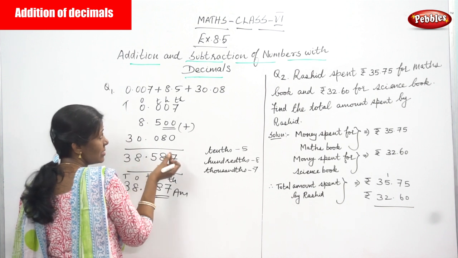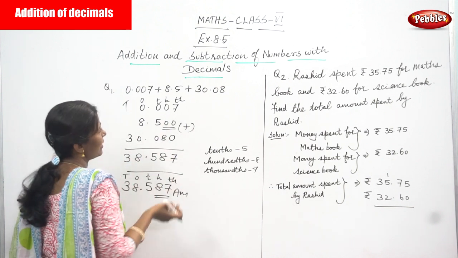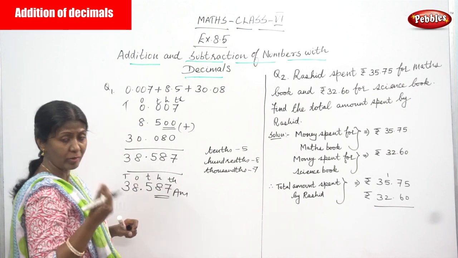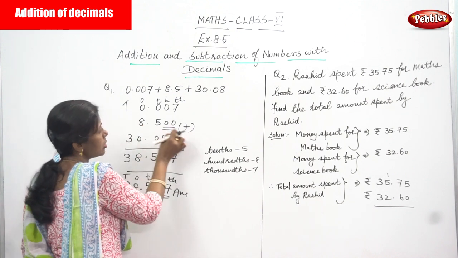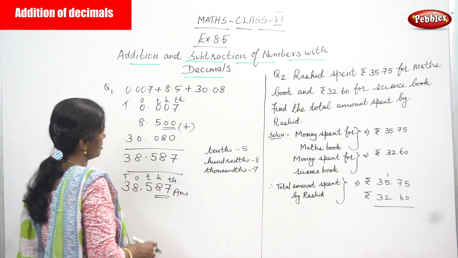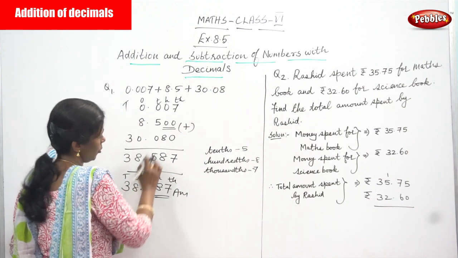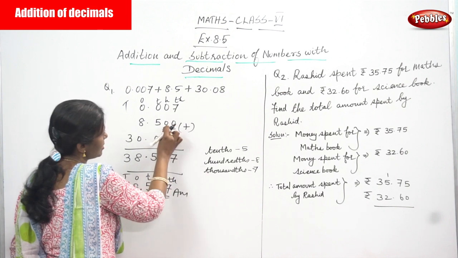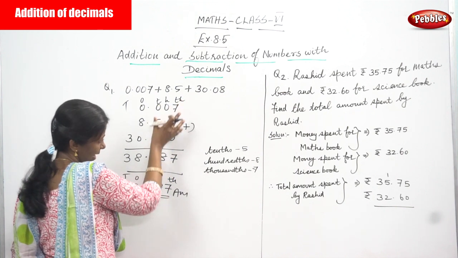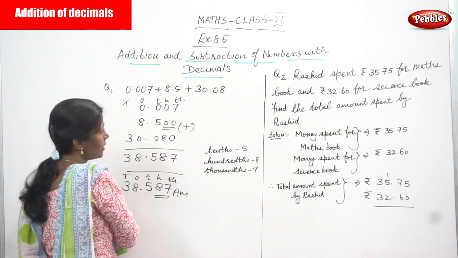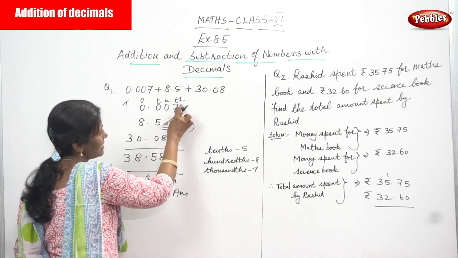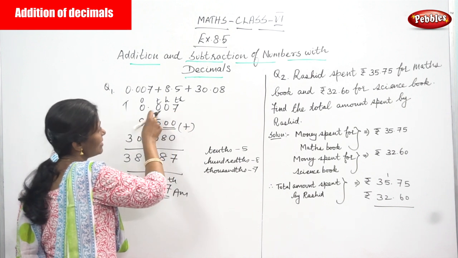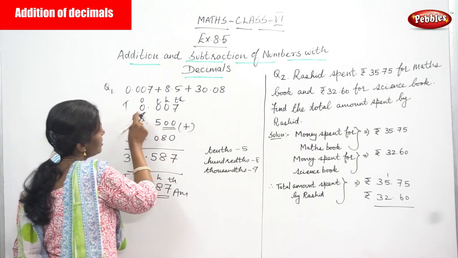If there is no digit for hundreds or thousands, you just write zeros in that particular place. After that you simply add 7 plus 0, 0, 7, and 0 plus 0. First you add only the decimal part, then you go to the whole numbers. So 7 plus 0, this is the thousands place we are adding. After that we go for the hundreds place, then the tens place, then the whole numbers, the ones and tens.